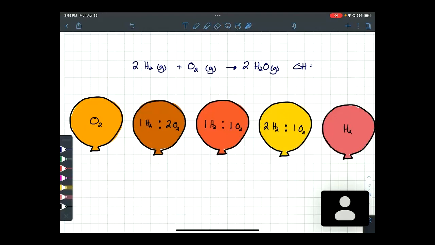H2, let's go back to the equation. It's not H2O liquid, it's gas. So it's a vapor. Yeah. So that was me talking about my thing. That's it.